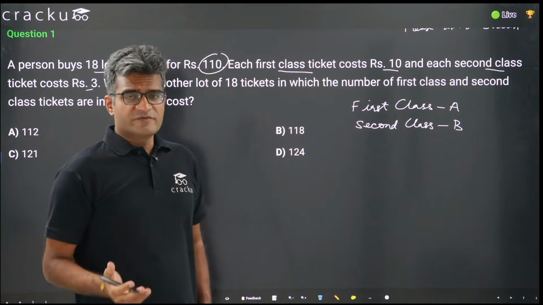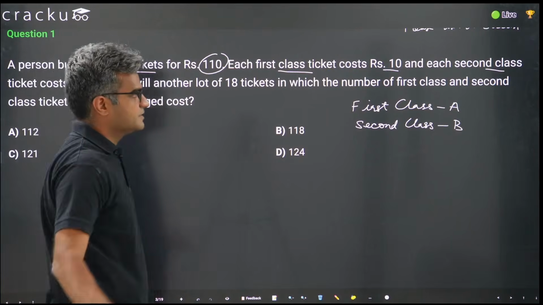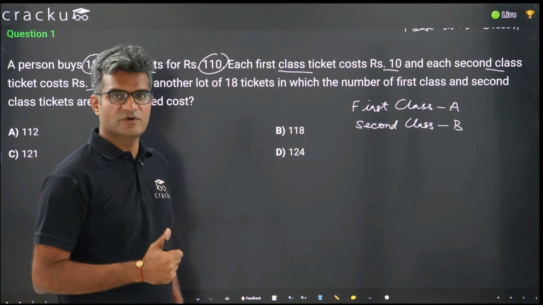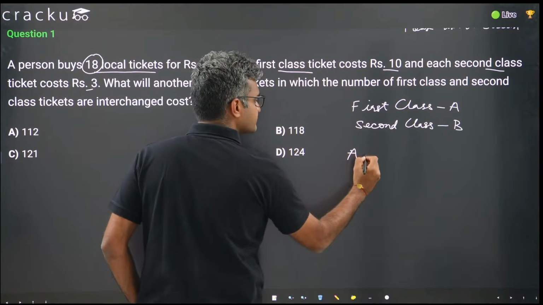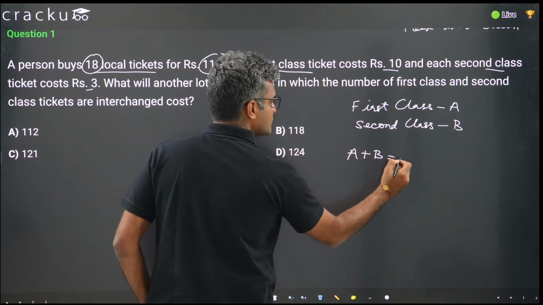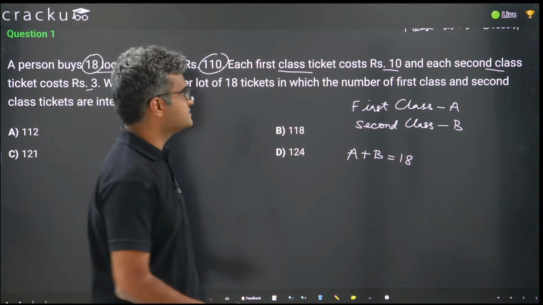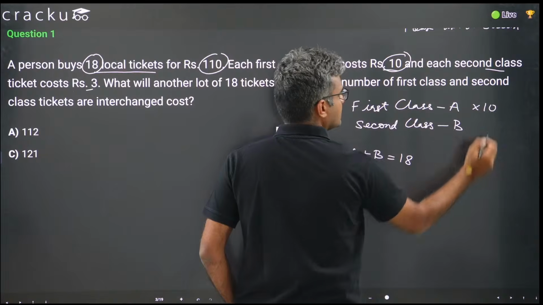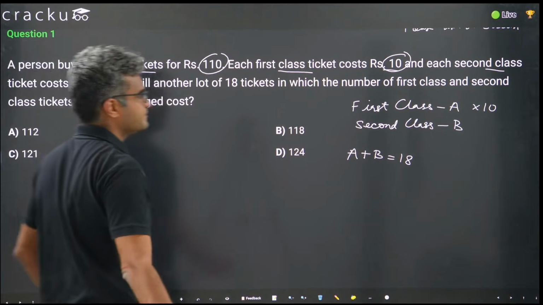What is the total number of tickets he bought? The total number of tickets he bought is 18. The number of first class tickets he bought we assumed is A, number of second class tickets he bought we assumed is B. Therefore, A plus B is equal to 18. What is the price of a first class ticket? The price of a first class ticket is 10. And what is the price of a second class ticket? The price of a second class ticket is 3.